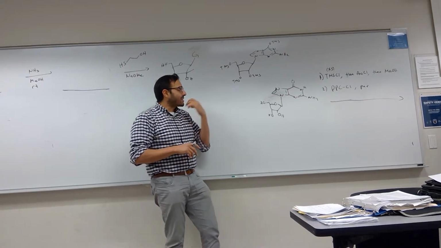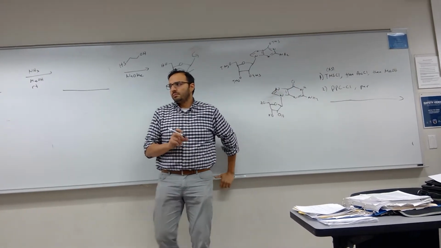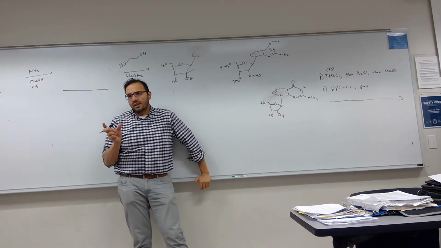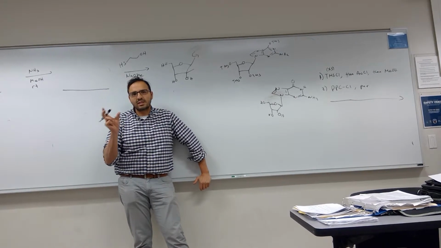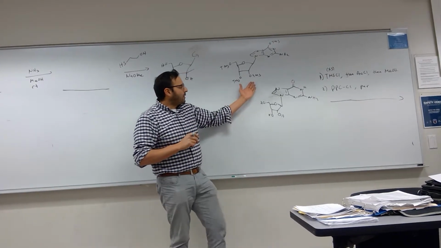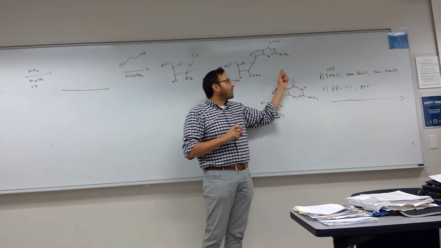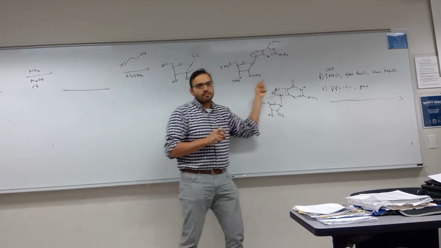So why doesn't the nitrogen get silylated? Because the nitrogen silicon bond is pretty labile. Oxygen silicon bonds stay on pretty well, but the nitrogen silicon bond doesn't stay on. So then you silylate basically every other position.